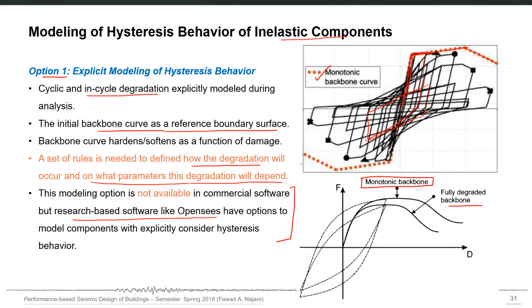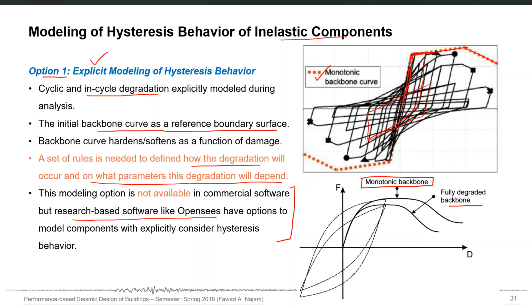So you can explicitly consider cyclic behavior. When you are doing it, you are modifying your stress strain curve at each instant, each load step, and you are capturing the full cyclic behavior. So this is the first option, the explicit approach.